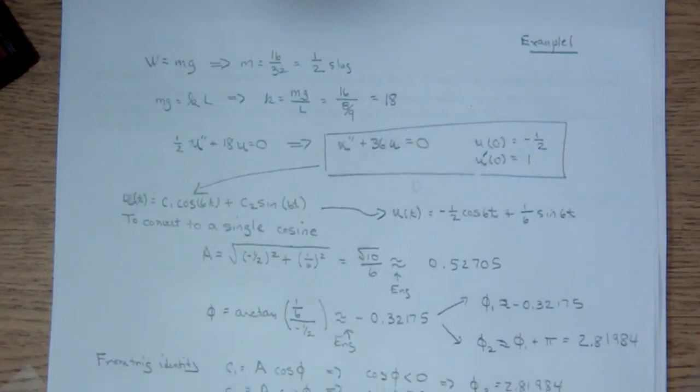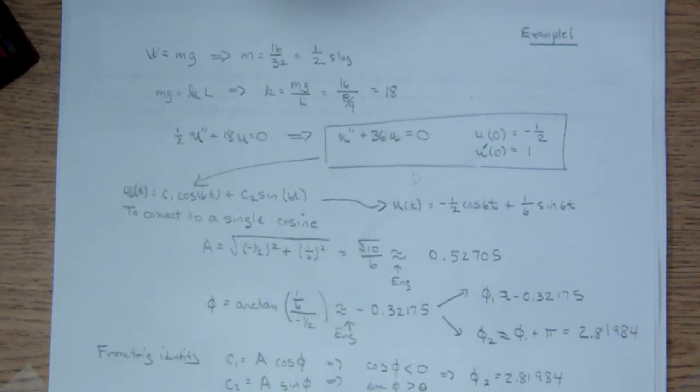Now to convert this to a single cosine, we find the amplitude, which is the square root of the sum of the squares of those coefficients, and we get that it is the square root of 10 over 6. We are going to use calculators on this because we're pretending to be engineers, so that is 0.52705. Then we want to find phi. Phi is the arctangent of the ratio I talked about before, and when I do that ratio and find the arctangent, again using my calculator, I get this value in radians.